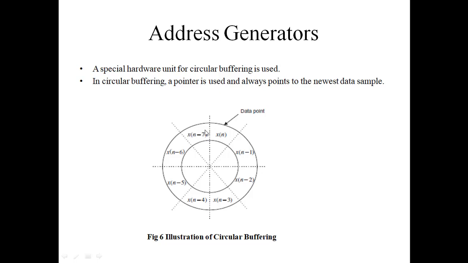Now the newest sample is x of n minus 7. When the new sample comes, the data pointer will shift to the newest sample. Then x of n goes out, whereas x of n minus 1 occupies the x of n position, and this will continue. This is the basic concept of circular buffering, but let me try to convince you in detail.